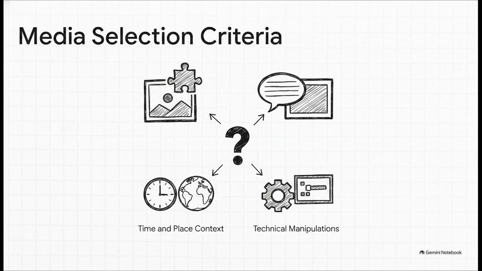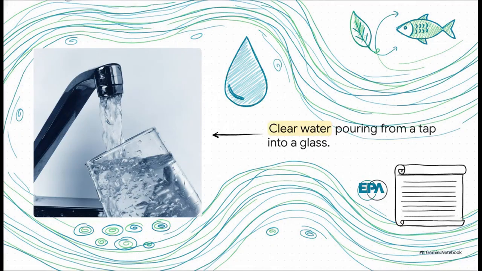And finally, what kind of digital manipulations are needed so it isn't just a blurry mess on the screen? Let's put that into practice. Imagine you're writing an informational article about the EPA's Clean Water Act. This image brilliantly illustrates what a smart rhetorical choice looks like. It's clean, unambiguous, and simple.